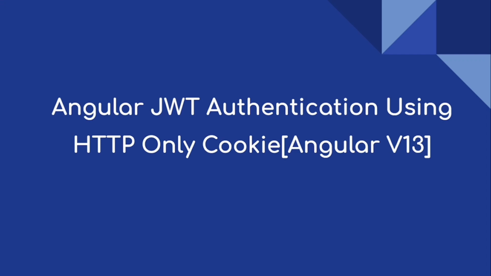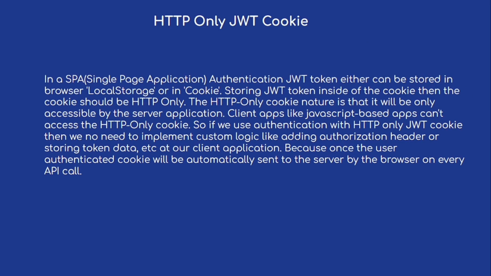Hi everyone. Today's video is on Angular JWT authentication in an HTTP only cookie. That means we are going to store the JWT token in the cookie and implement cookie based authentication in our Angular application. In a single page application, the JWT token can either be stored in the browser's local storage, or we can use a cookie that contains the JWT token. There are two approaches.